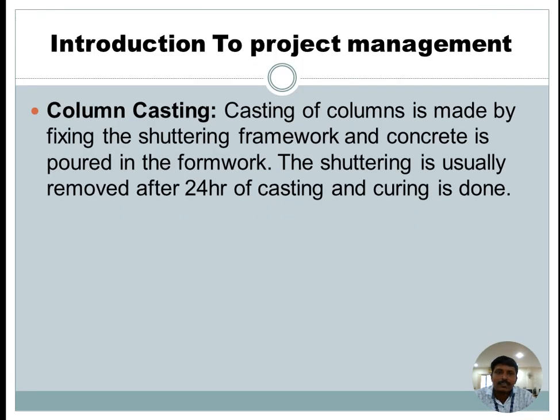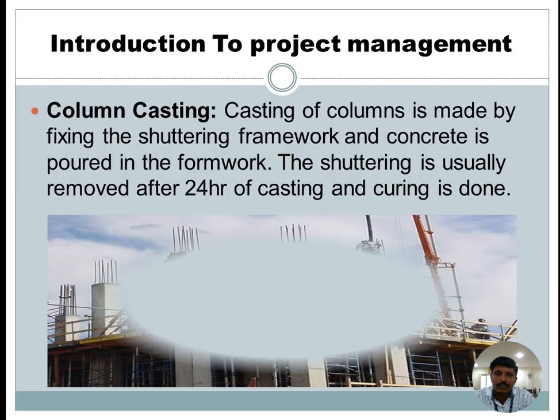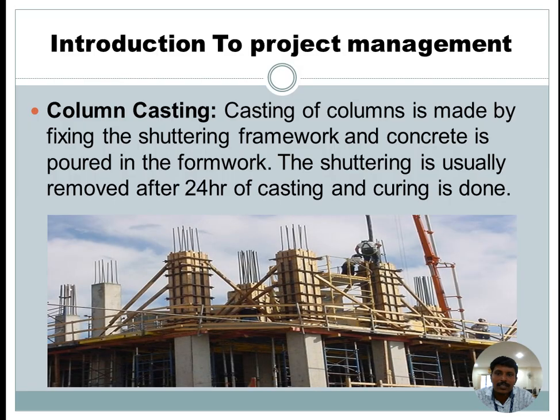Then column casting. Casting of the column is made by fixing the shuttering framework and pouring concrete into the formwork. The shuttering is usually removed after 24 hours of casting and curing is done. This diagram indicates the column casting and shuttering. Here, this is the shuttering work. First fix the reinforcement bars, then apply the shuttering, then concrete is poured into the shutters.